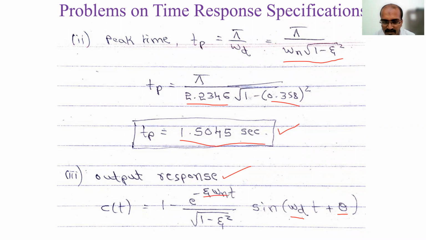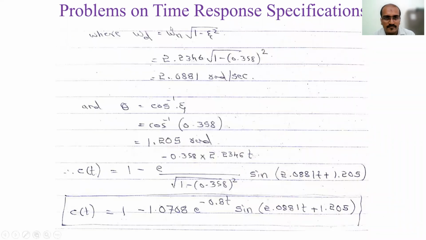Zeta is 0.358 into 2.2346. How much will it give? That you should know. Then square root of 1 minus zeta square; calculate this as 1 divided by square root of 1 minus zeta square. If you do that you will get all the factors, so you can substitute and get the final answer. So omega d we calculated first: 2.236 into square root of 1 minus 0.358 square. It will give you 2.0881 radian per second.